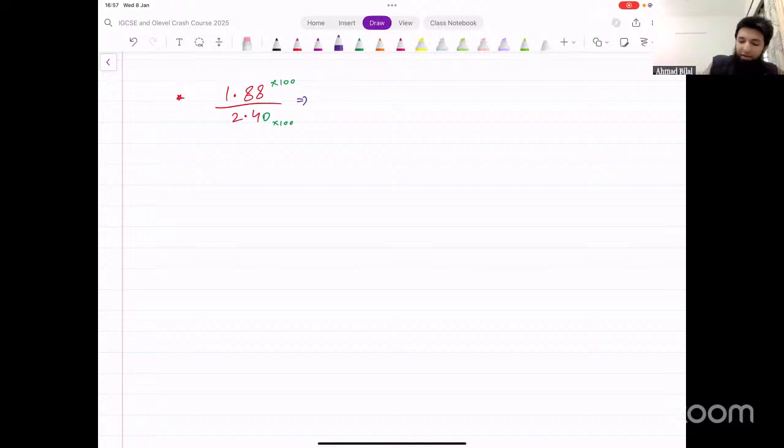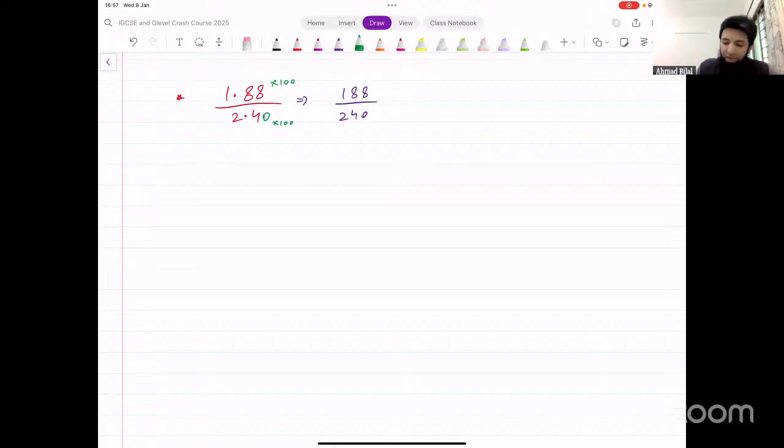And now since you're doing that with the numerator, you have to do the same thing with the denominator as well to balance things out, right? You can't just multiply one of the numerator or the denominator. You have to multiply both things. What do you get from this? 188 divided by 240.